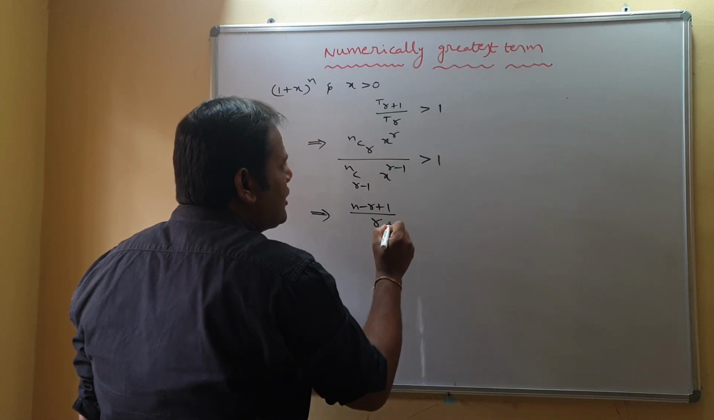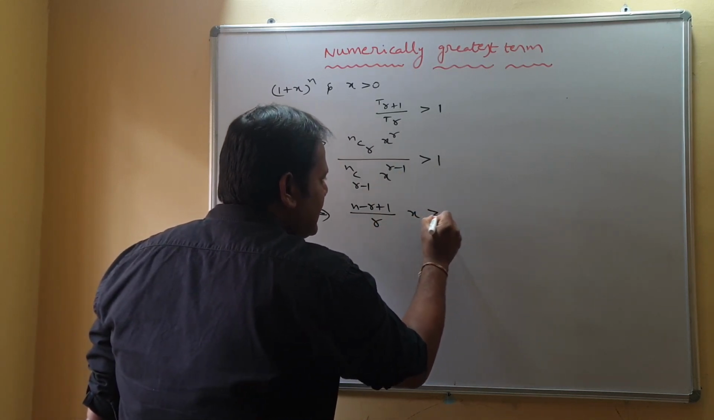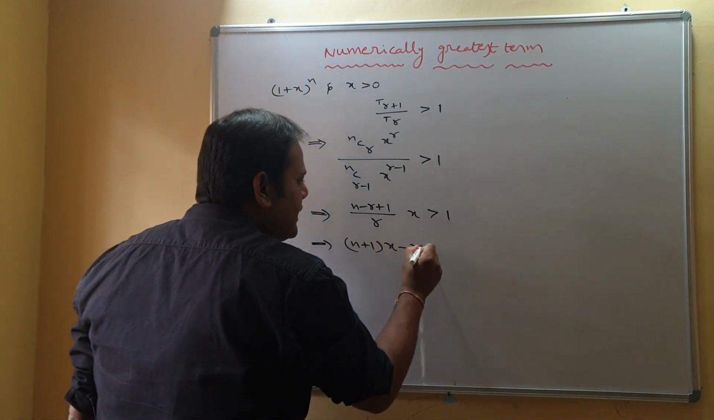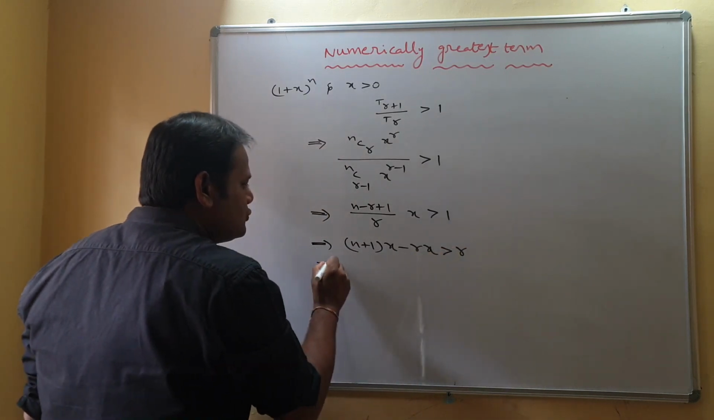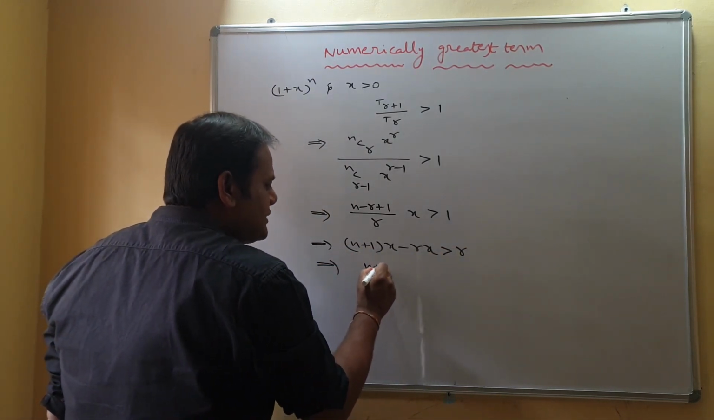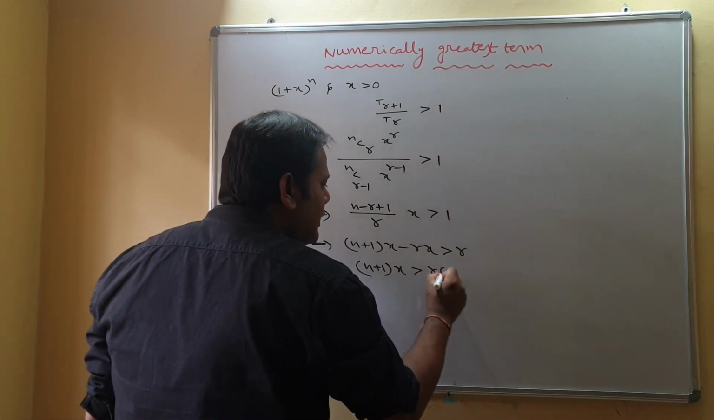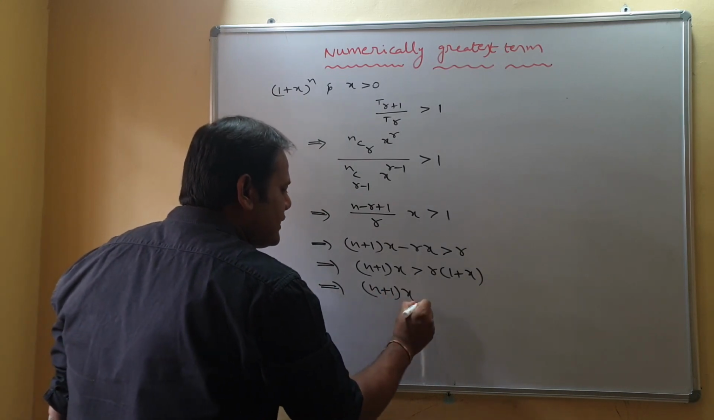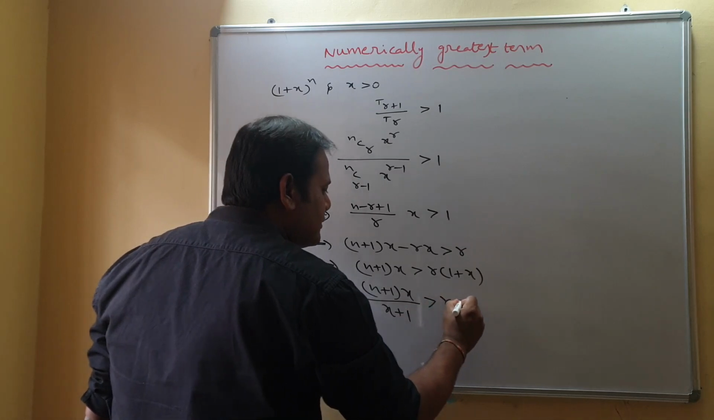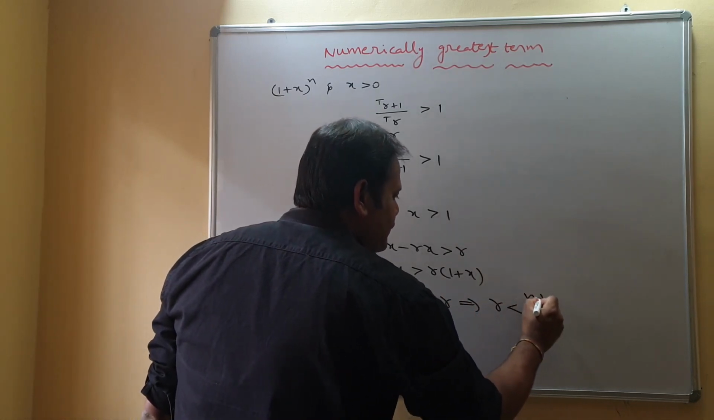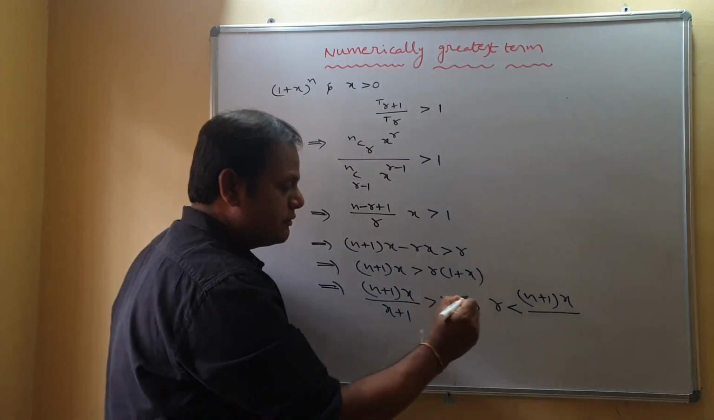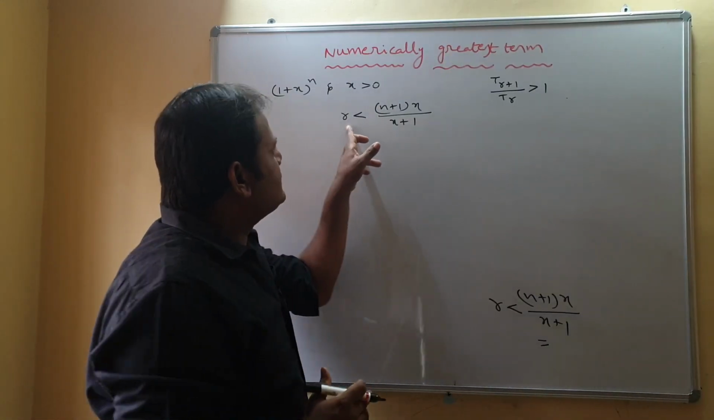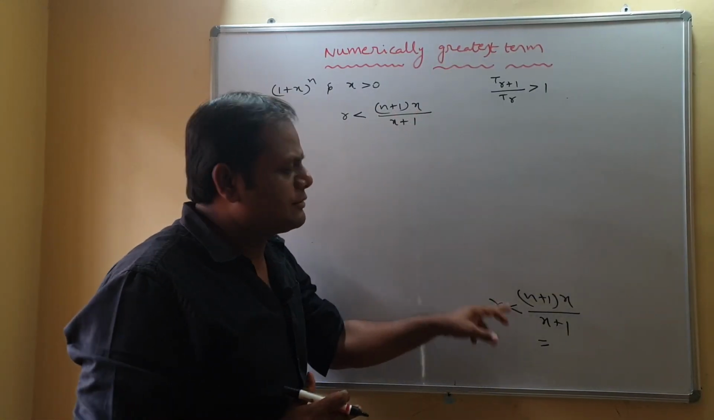X power r by x power r minus 1. What is it? It is x greater than 1. So just do the simplification. It will be (n plus 1) into x minus rx greater than r. Is it? So what we get is (n plus 1) into x greater than r into (1 plus x). From this you can take (n plus 1) into x by (x plus 1) greater than r. Means r is less than (n plus 1) into x by (x plus 1). Okay, so here we got r less than (n plus 1) into x by (x plus 1).